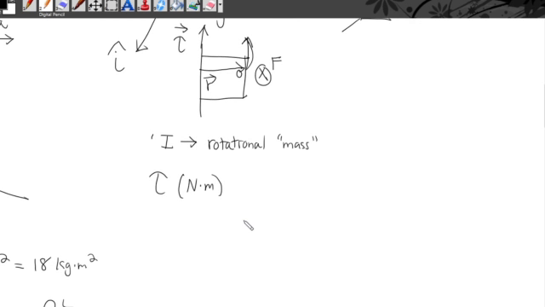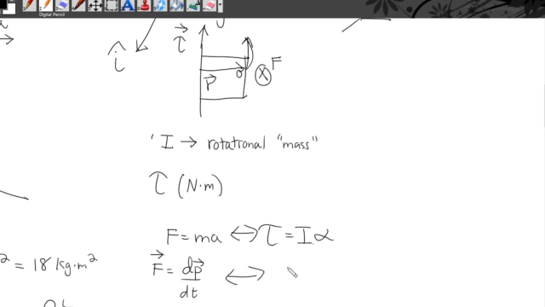In the same way we know that F is equal to ma, and I know I made a whole video on why this isn't always true, we have a similar formula for torque, where torque is equal to I times alpha, where alpha is the angular acceleration. So we can already see some similarities. The other better formula for force I talked about in my previous video is F is equal to dp/dt. Similarly, for torque, it's equal to dL/dt.